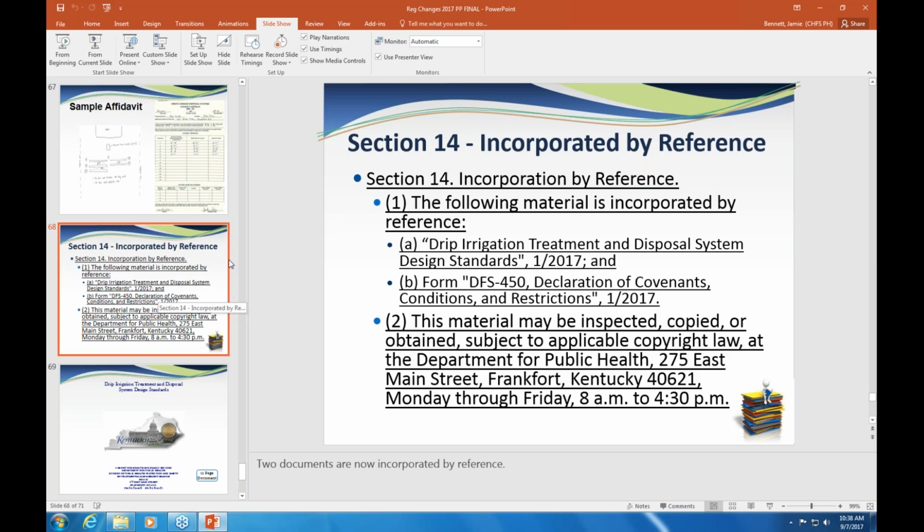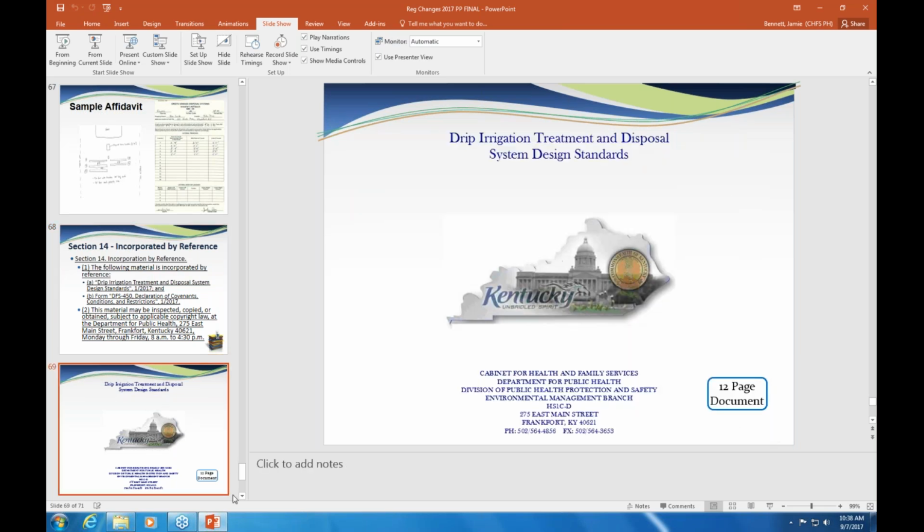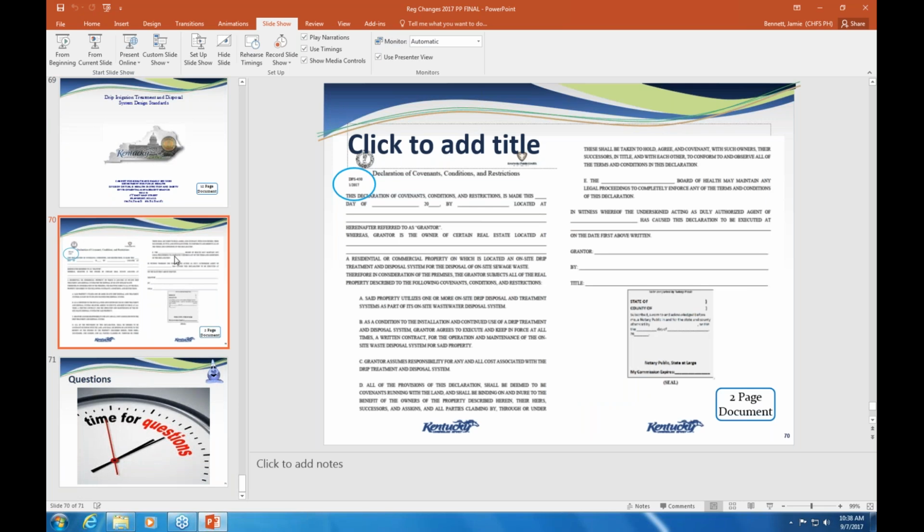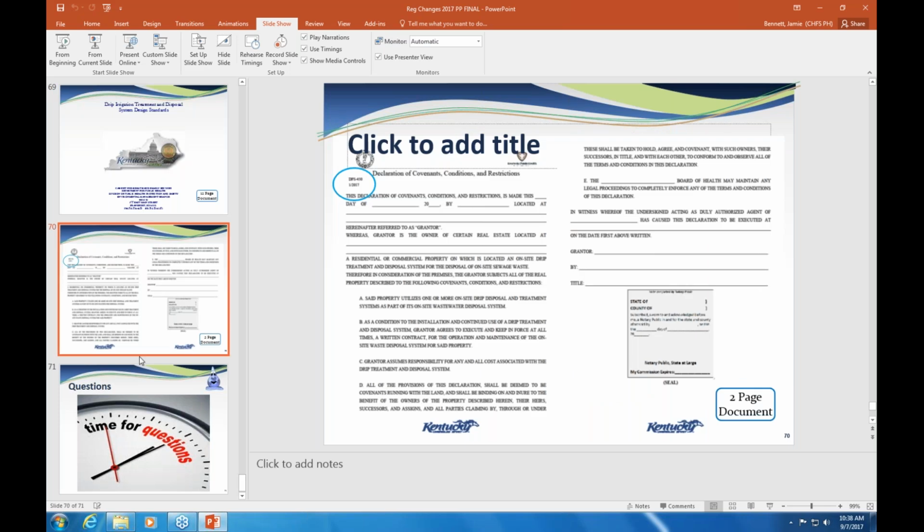All right, Section 14 is incorporated by reference. The following material is incorporated by reference. Subparagraph A is the drip irrigation treatment and disposal system design standards we went over earlier, and B is the declaration of covenants, conditions, and restrictions. This material may be inspected, copied, or obtained subject to the applicable copyright law at the Department of Public Health. Y'all can see the address. That's us. That's the drip irrigation, and that's your declaration of covenants. That one's a 12-page document. That one's just a 2-page.